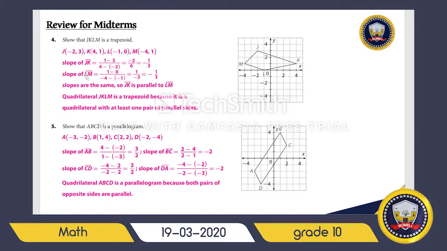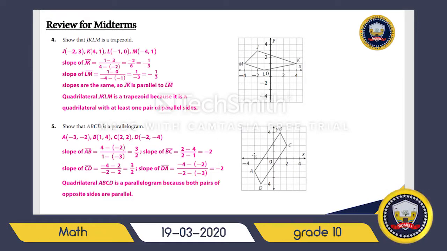The slope of LM, okay, it is 1 minus 0 divided by the x's, which is minus 4 minus 1. So this is 1 over minus 3, which is minus 1 over 3. So here I have the slopes equal. So GK is parallel to LM. By definition, this quadrilateral is a trapezoid.